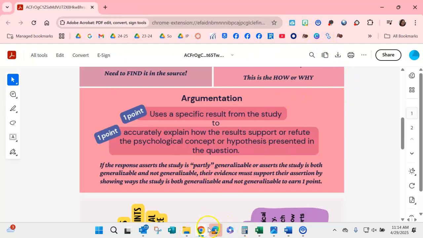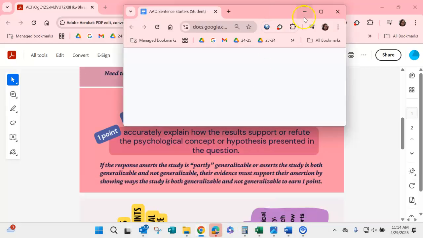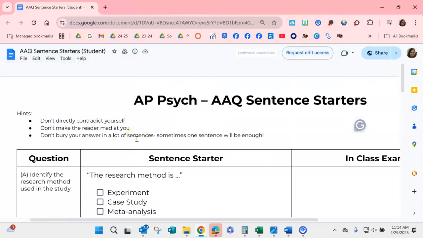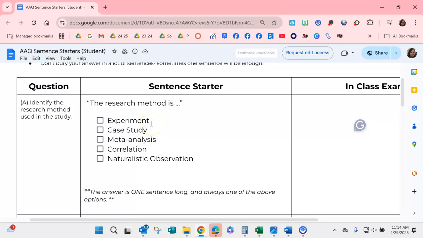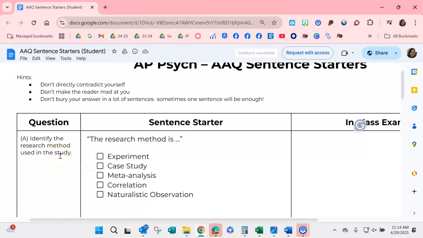So let's look at the third paper you have. It doesn't have any color on it. It's the white one, and I think it's this one. AAQ sentence starters. I did not make all of these. I'm part of a really good Facebook group, and they share all their stuff. So this one I would have out tomorrow while you're doing the practice AAQ.